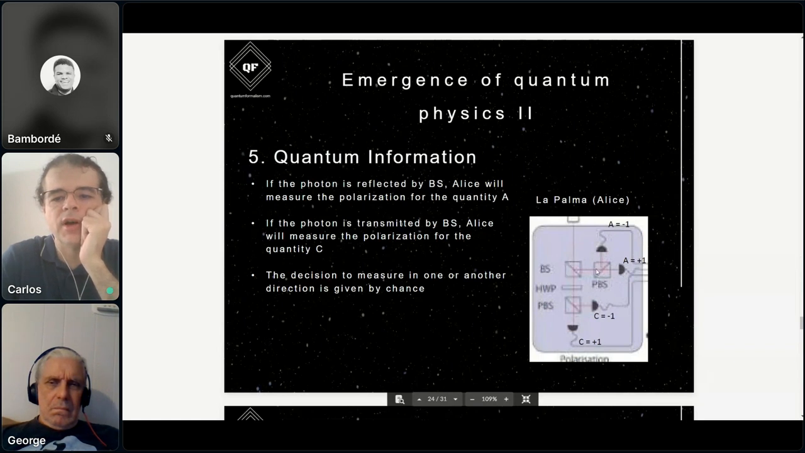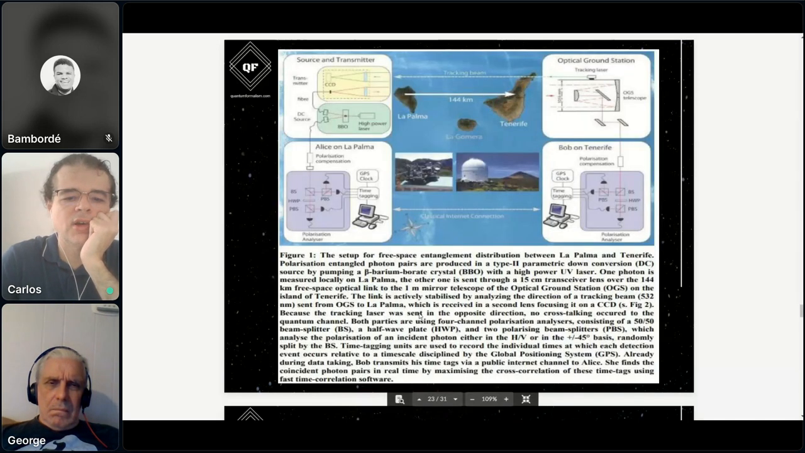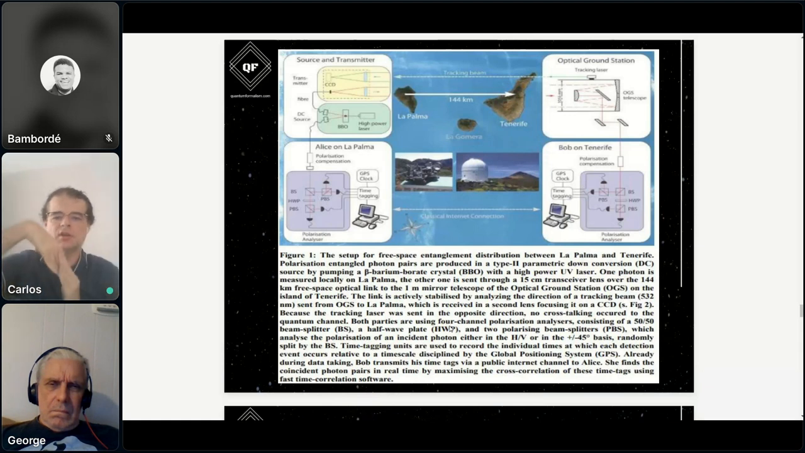If this other detector clicks, so if it was reflected and then transmitted, I'll say that A is plus one. And the same thing here, if it's first transmitted and then in the second beam splitter. And this here, the HWP, is what's called a half wave plate, and it rotates the polarization by 45 degrees.